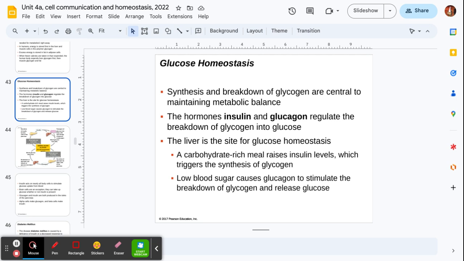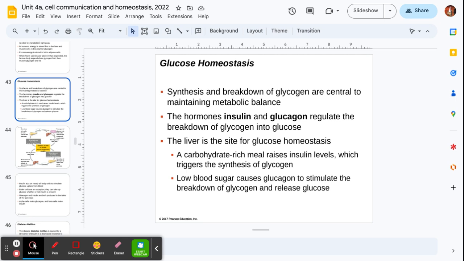Insulin is a protein hormone. It's hydrophilic. That will become important as we go through some of the notes later on. Its job is to tell the cells that there is glucose in the bloodstream and it needs to be brought into the cell. And that glucose will then go right into cell respiration where ATP can be generated. Okay.